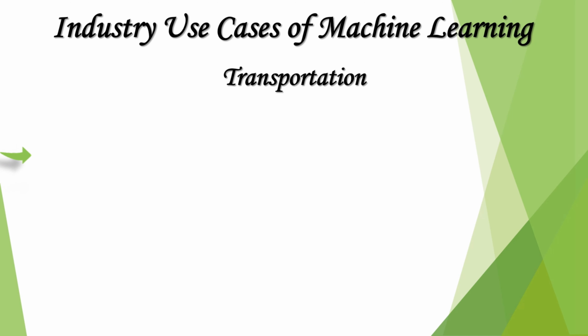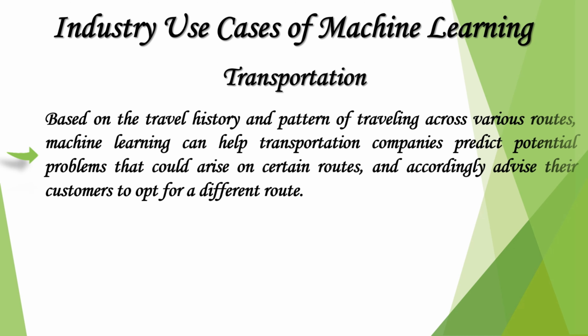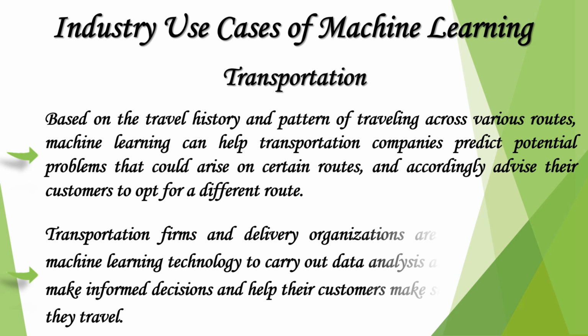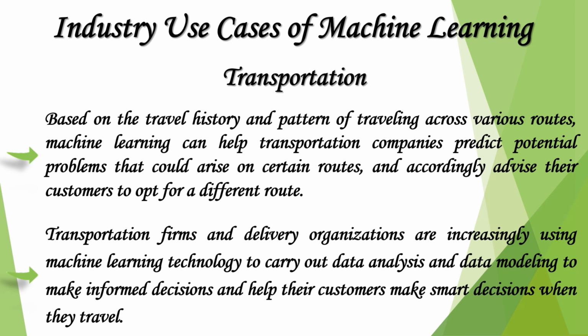Transportation. Based on the travel history and pattern of traveling across various routes, machine learning can help transportation companies predict potential problems that could arise on certain routes, and accordingly advise their customers to opt for a different route. Transportation firms and delivery organizations are increasingly using machine learning technology to carry out data analysis and data modeling to make informed decisions and help their customers make smart decisions when they travel.